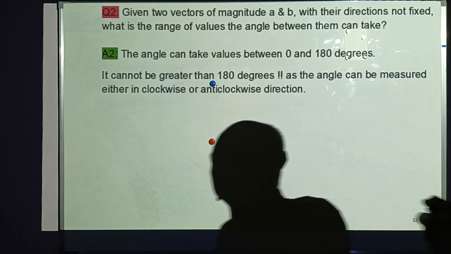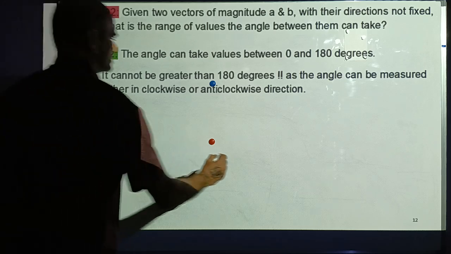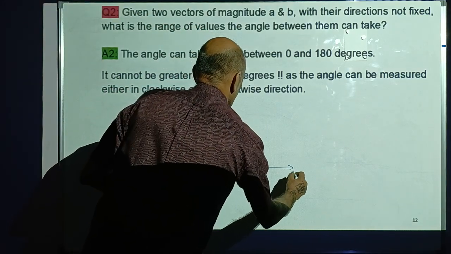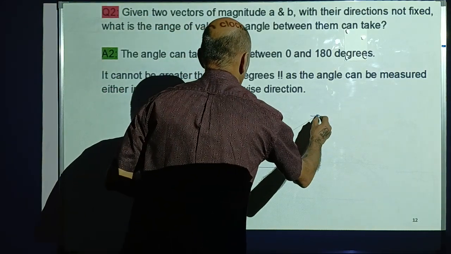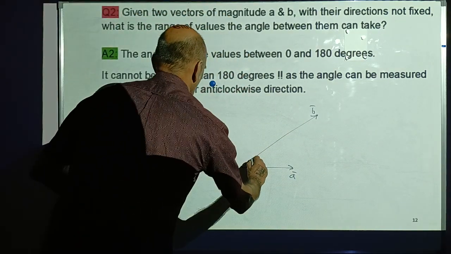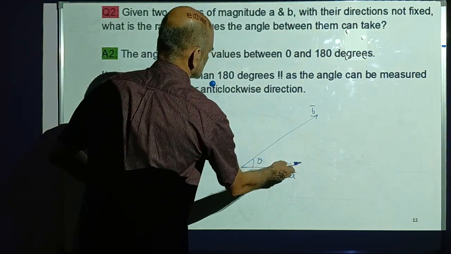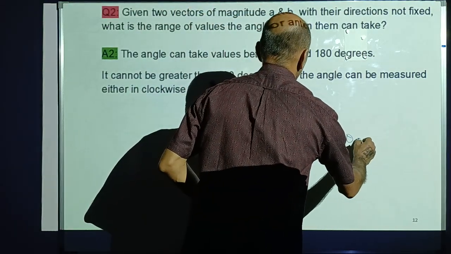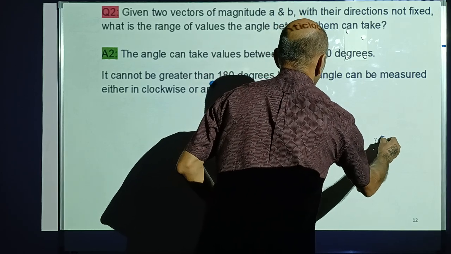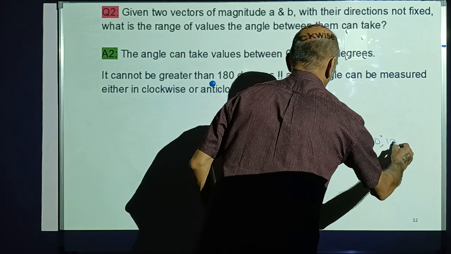Next question: given two vectors of magnitude A and B, directions not fixed, what is the range of values the angle between them can take? So two vectors A and B, let B be the longer vector. The angle theta between them: if B is like this, theta is 0. So theta can be between 0 degrees and, B can also be like this, 180 degrees.